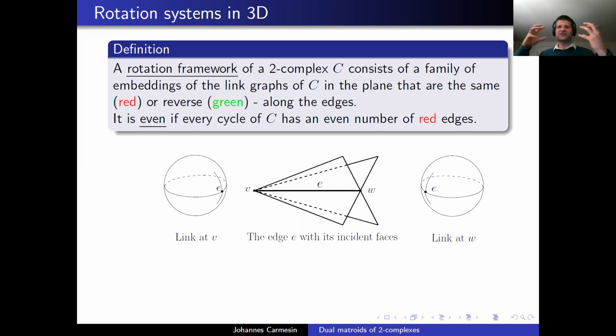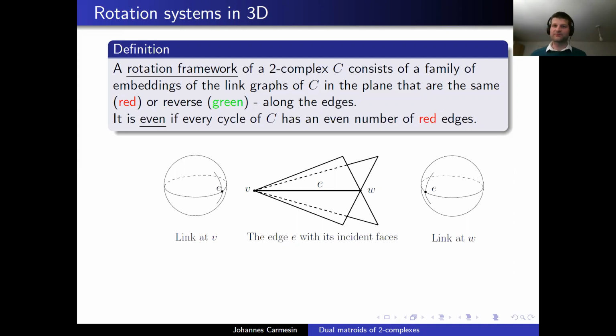So you want a planar graph sitting at each vertex together with some compatibility on the edges. And there are two ways they could be compatible. Either the rotators are the same, then we color the edge red, or they're inverse of each other, then we color the edge green. Somehow the green thing is better, the red thing is worse. So we need the additional condition that along each cycle, you are going to have an even number of red edges.